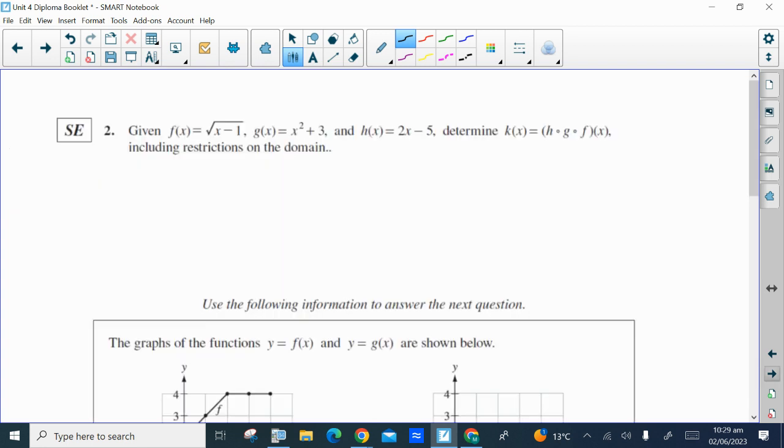Number 2 says SE, which means it's a standard of excellence question. There's always a certain percentage of questions that are standard of excellence. I think it's somewhere around 20%, but on the inside of the first booklet, it should say that, the breakdown of what percentage of the exam will have acceptable standard questions and what percentage have standard of excellence. So standard of excellence normally involve more than one outcome in the same question.